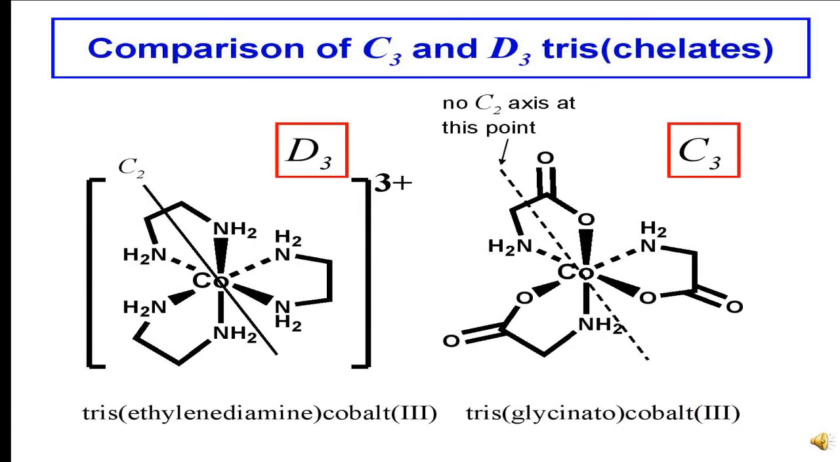So, comparison of C3 and D3. What is the main difference? C3 doesn't possess a perpendicular axis of symmetry. This is the only point. If there is no perpendicular C2 axis, then we can easily assign the molecule as C3. If it possesses a perpendicular C2 axis, then it is D3.